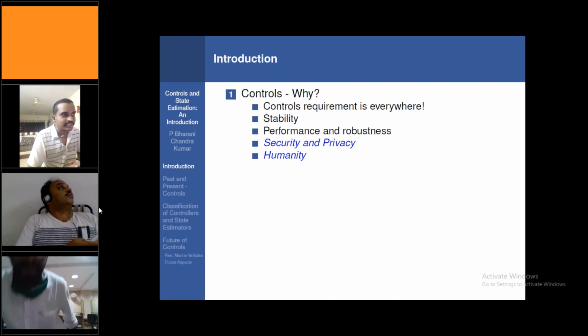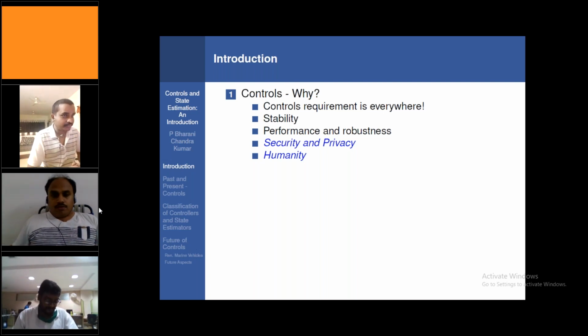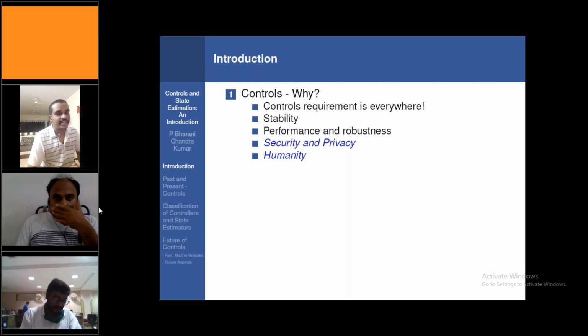So why controls? Briefly, the control system is known as controls in the control community. The first fundamental question is, why control system? There are five answers for that one. Fundamentally, the control system requirement is everywhere. From domestic applications to industrial applications to aerospace, defense, everywhere the control system is required. The requirement of the control system, what are the main things? The first thing is stability. The second thing is performance and robustness.